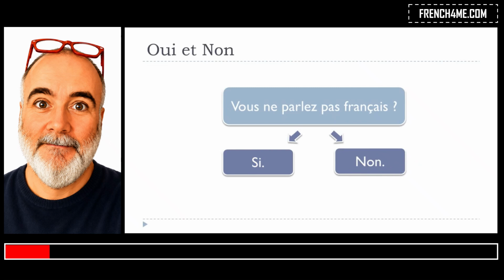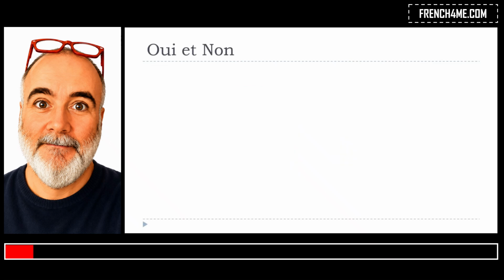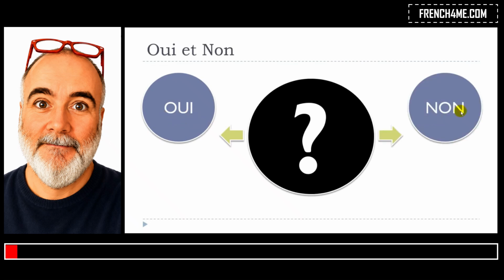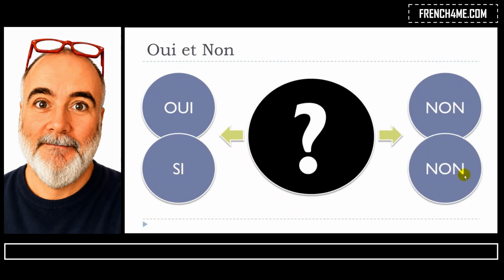Obviously, at one point you would like to make sentences instead of using these two possibilities, okay? But it's just to show you that actually you've got these two options. So if you've got a question, the first one would be oui or then non. If it's a negative question, then it will be si or non, okay?